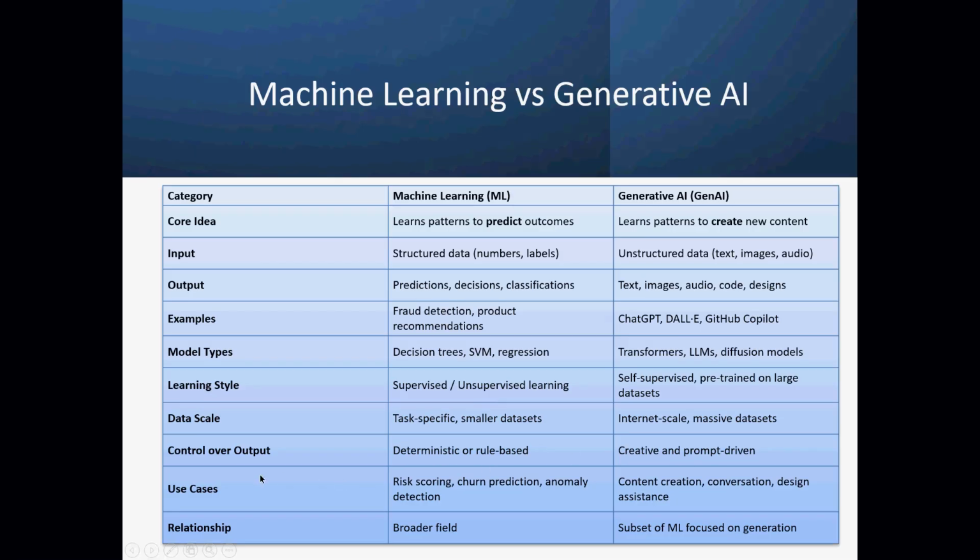Creative and prompt driven. Use cases: risk scoring, churn prediction, anomaly detection. And generative AI is mostly in innovative tasks like content creation, conversation design assistance. Relationship: it is a broader field. This is a subset of ML focused on generation, right? So this is the main difference between machine learning and generative AI.